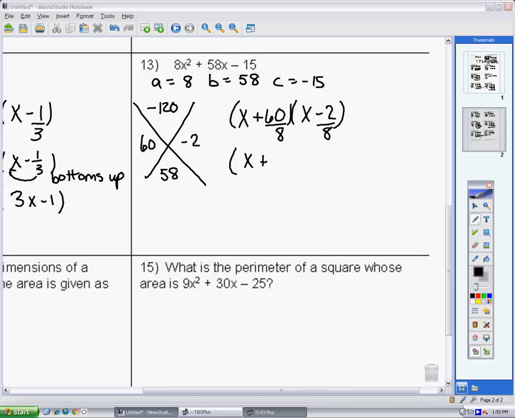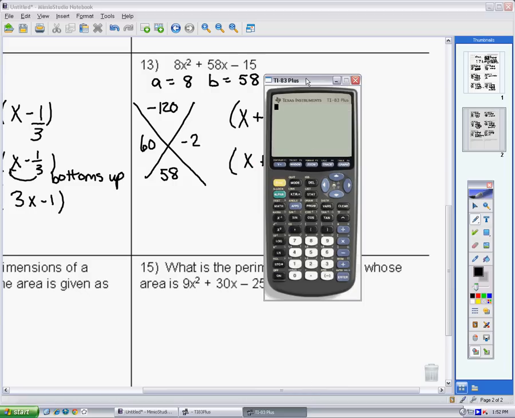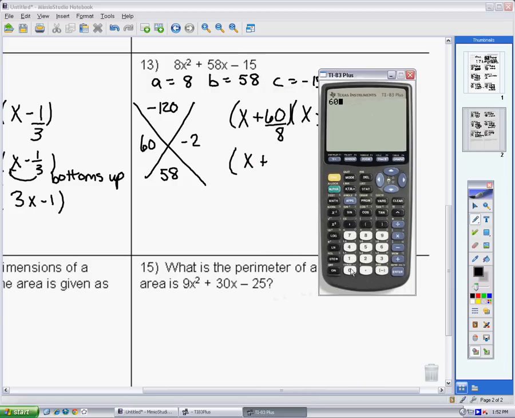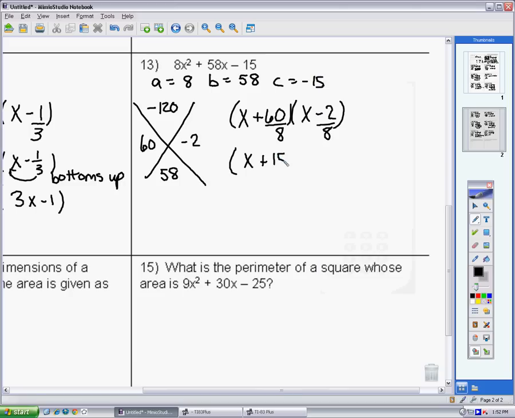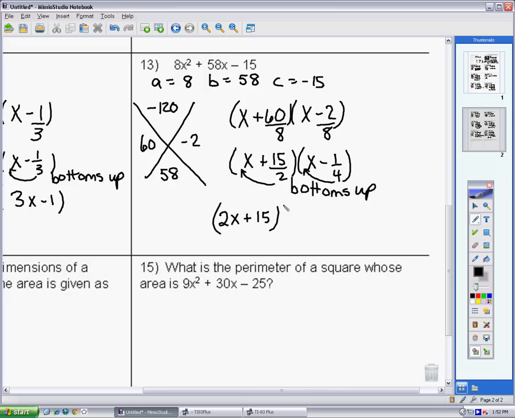I get x plus, and I think I'm going to use my calculator to reduce 60 over 8. And that gives me 15 over 2. And x minus 1/4 reduces. And that means I'm going to bring the bottoms up. So my factors are going to be 2x plus 15 times 4x minus 1.